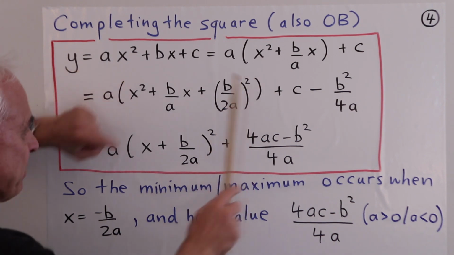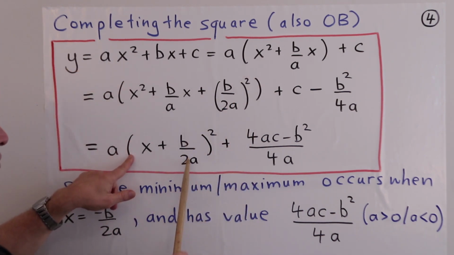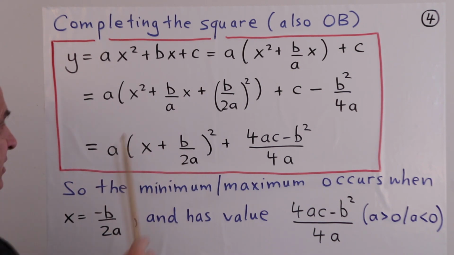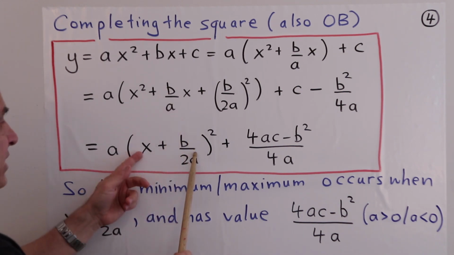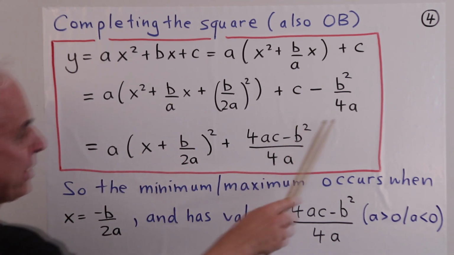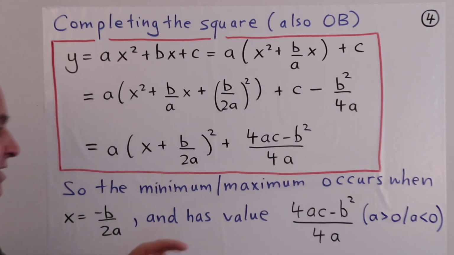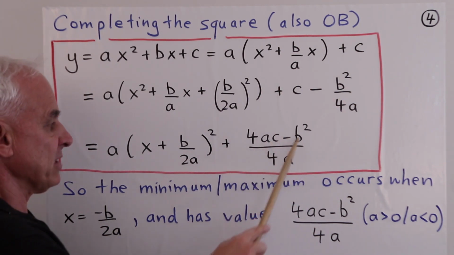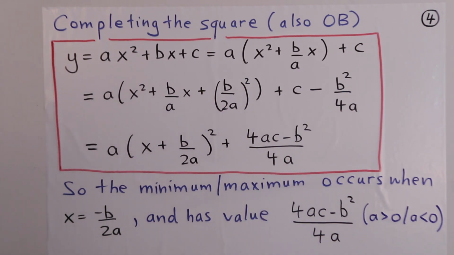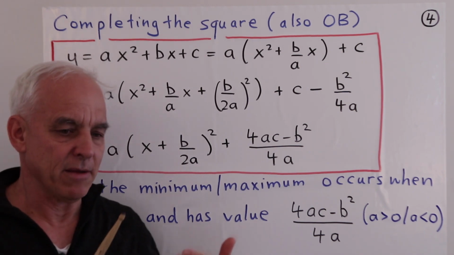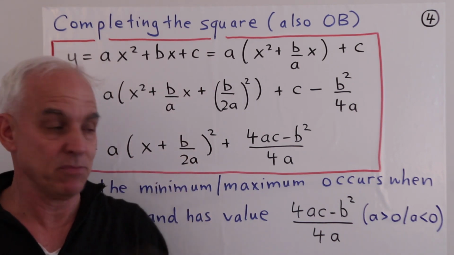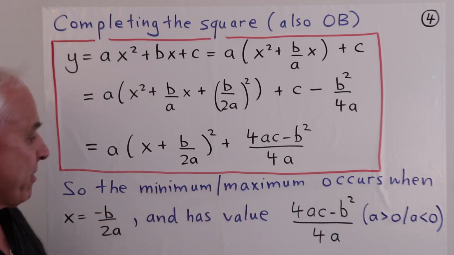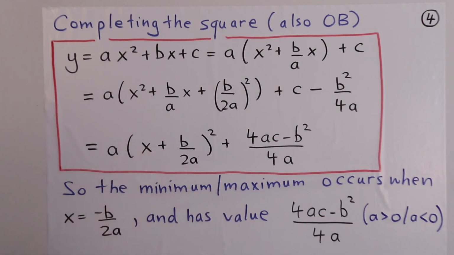And then we recognize that this is a perfect square. This is (x plus b over 2a) all squared, because it's the square of the first term and the square of the last term, and here is twice the product. And this thing here we can put over a common denominator, much as we've just done previously, 4ac minus b squared over 4a. And so here's another way of seeing what the maximum or minimum of this expression involving x has to be. So the minimum or the maximum occurs when x equals minus b over 2a.